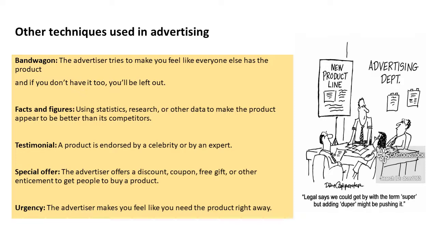Testimonial. This is where a product is endorsed by a celebrity or expert. Because a celebrity or expert are valued by the customer or client, then it makes your product more credible and attractive. So special offer. The advertiser offers a discount, coupon, free gift or other enticement to get people to buy the product. And then finally, urgency. This is where the advertiser makes you feel like you need the product right away.